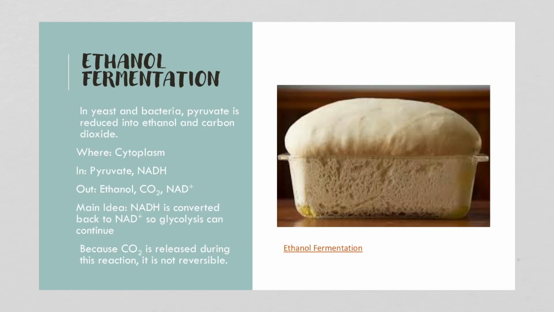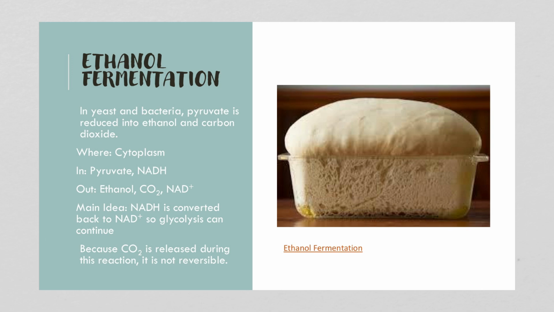So the first one we'll take a look at is ethanol fermentation. So this happens in yeast and bacteria and plants, some plants. So pyruvate is reduced into ethanol and carbon dioxide. This happens in the cytoplasm. So what goes into this reaction is pyruvate and NADH. What comes out is ethanol, carbon dioxide, and NAD+. The main idea of this is for NADH to be converted back to NAD+, so glycolysis can continue.